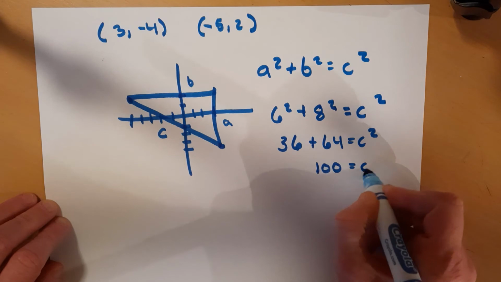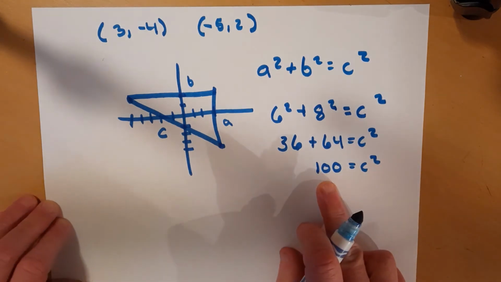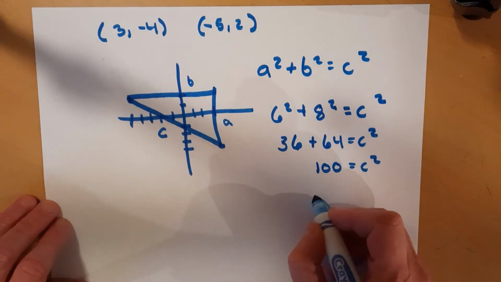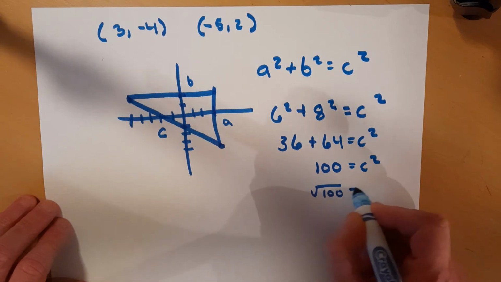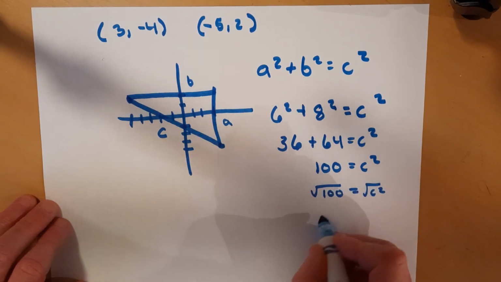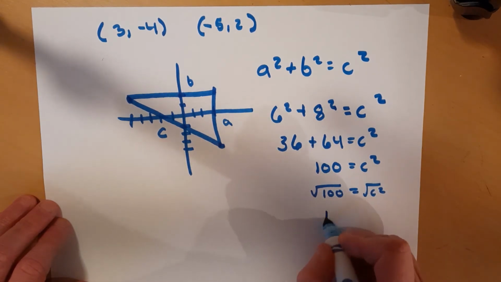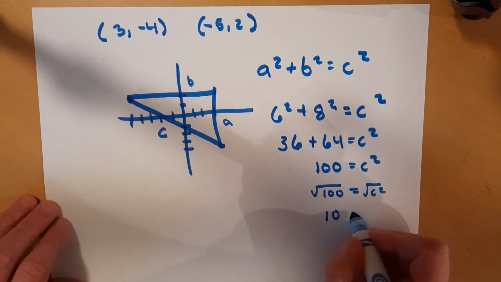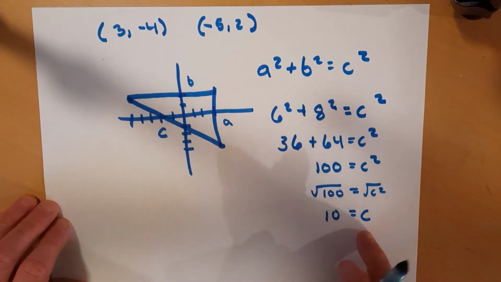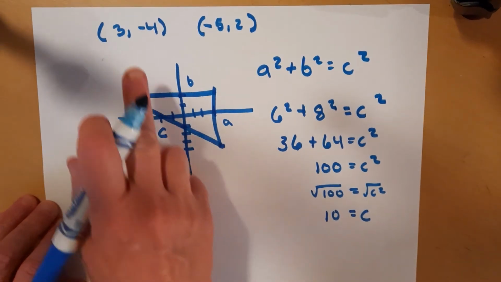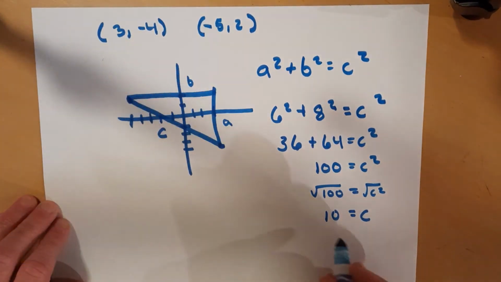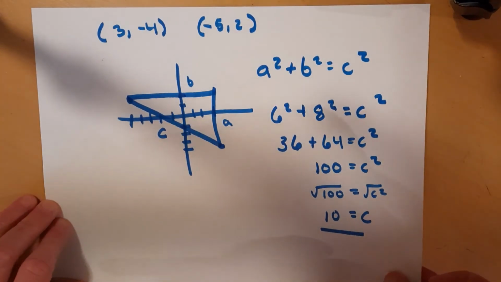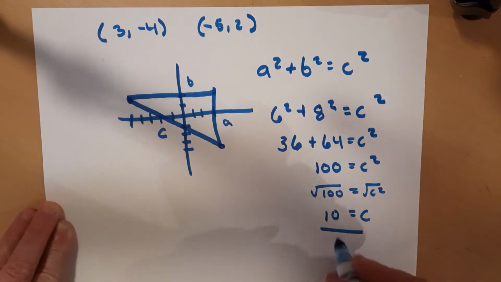100 equals C squared. Now this time we do have a perfect square. So we're going to take the square root of each side to find our answer. The square root of 100 is 10, and that equals C. So the hypotenuse is 10. The distance between these 2 points is 10. So then you're done.